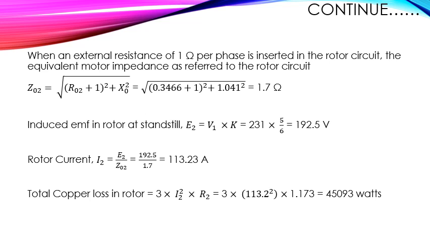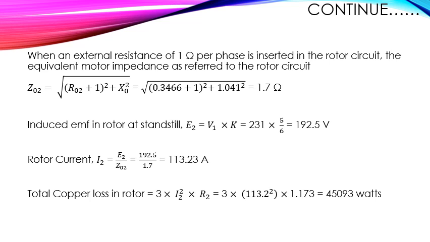Then by putting that R02 and X02, we can get the equivalent motor impedance referred to the rotor circuit, with an external resistance of 1 ohm per phase inserted in the rotor circuit. That's why Z02 equals the square root of (R02 plus 1) whole squared plus X02 squared. Here the plus 1 indicates that 1 ohm of external resistance is inserted in the rotor circuit, and X02 is 1.041. So the resultant equivalent impedance referred to the rotor circuit is 1.7 ohm.